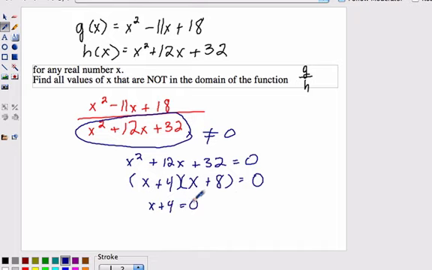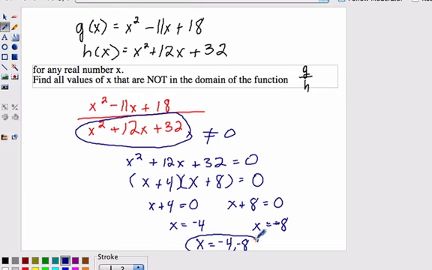So then remember, we use our zero product property, which says that if these things are both multiplied together equal to 0, then one or both of them equals 0. And so I add a negative 4 to both sides, I get x equals negative 4, and I add a negative 8 to both sides, and I get x equals negative 8. So in ALEKS, when you have two solutions like this, they want you to just put a comma there, and those would be your two solutions, or the two values that are not in your domain.